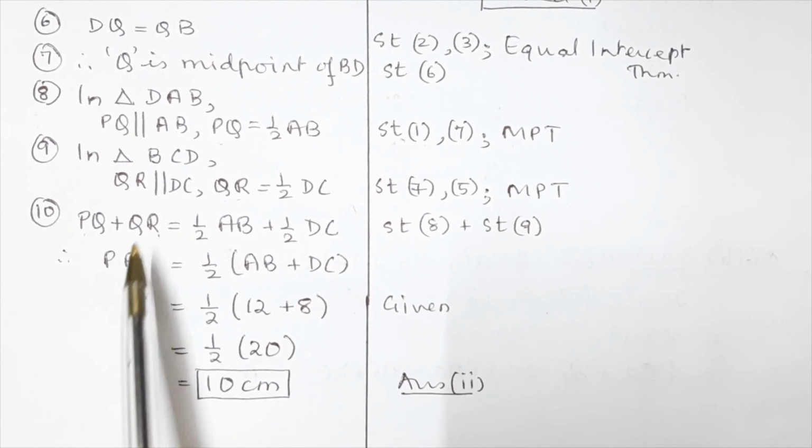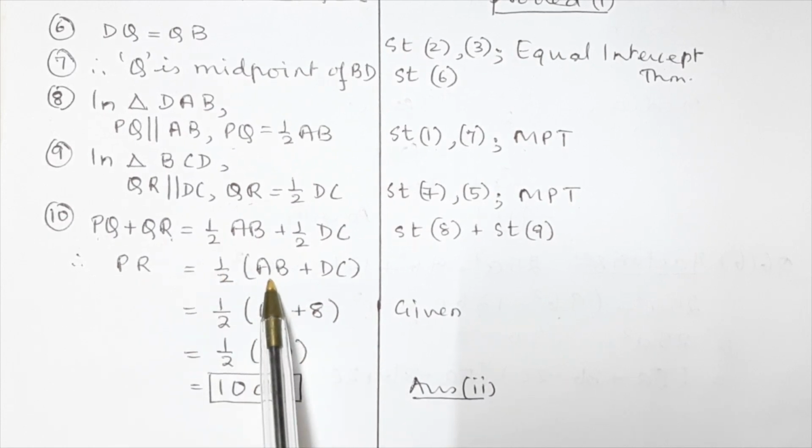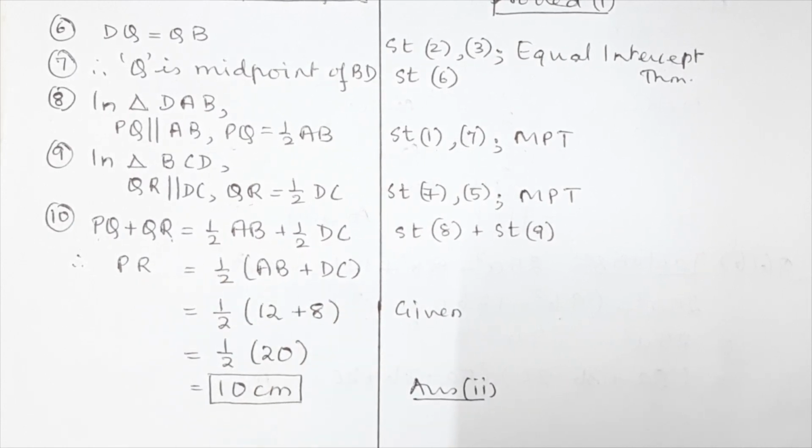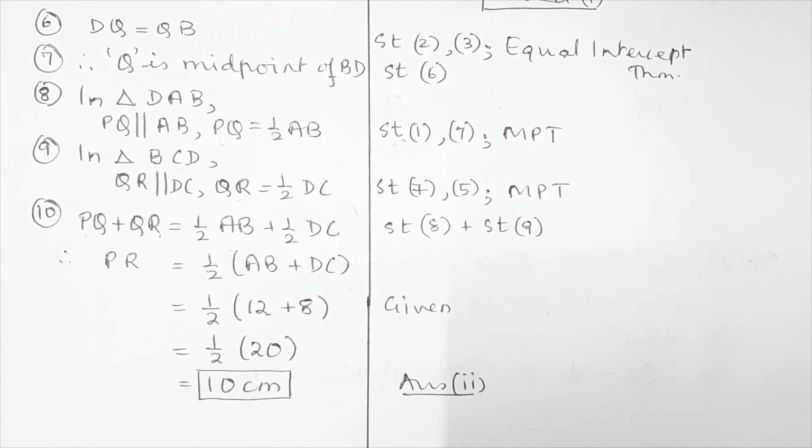So PQ plus QR is PR, as we saw in the diagram. Half is common, and here you get AB plus DC inside the bracket. The values of AB and DC are already given, and so you have half into bracket 12 plus 8, that is half into 20, that is 10 centimeter, and that is your answer.